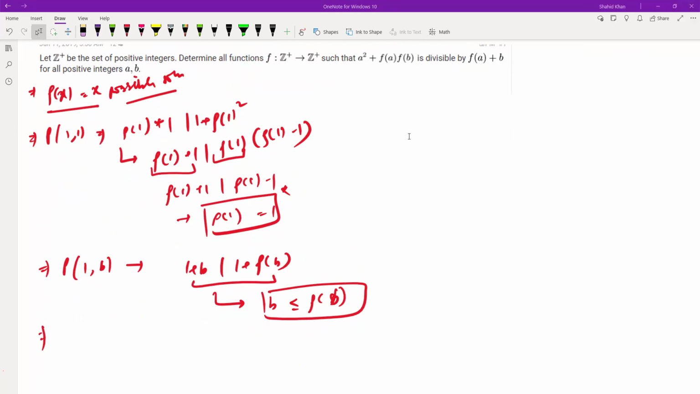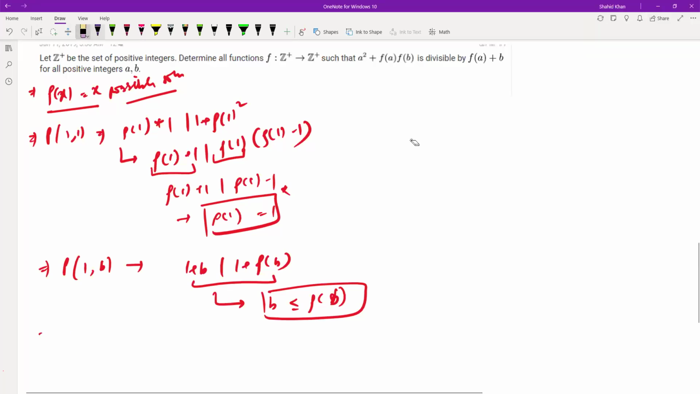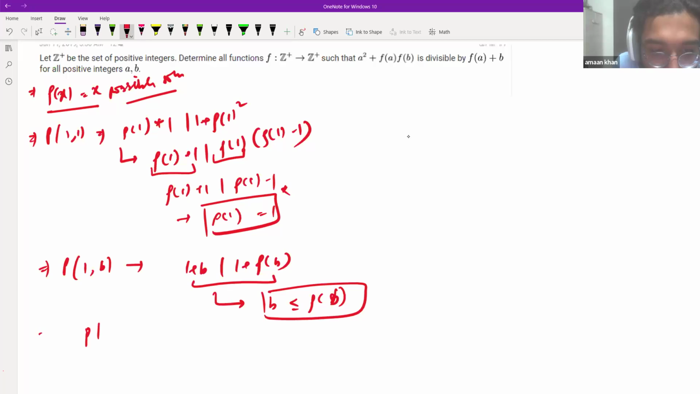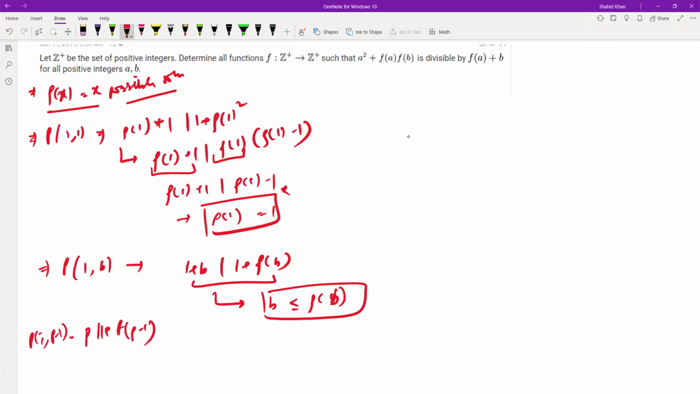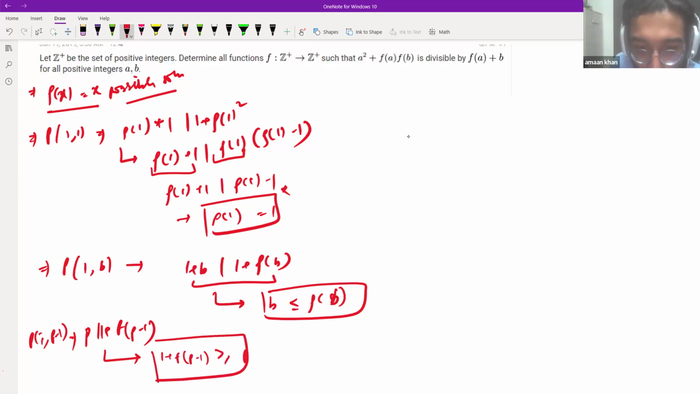I continued with a equals 1 and b equals p minus 1, where p is a prime. So you get p divides 1 plus f of p minus 1, right? And then again by bounding we get 1 plus f of p minus 1 is less than or equal to p. Since it is also positive, it could only be that f of p minus 1 equals p minus 1. Wait, how?